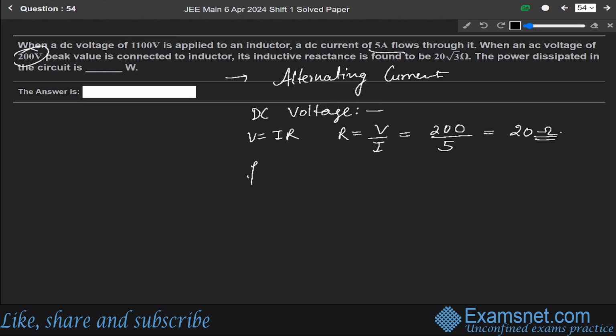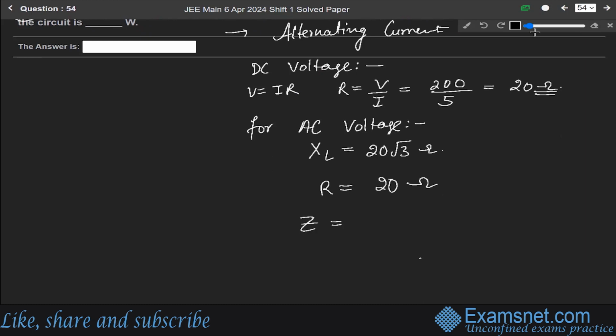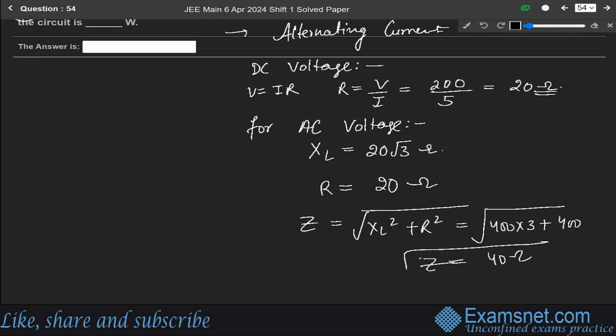Okay. And for AC voltage, this XL inductive reactance will be equal to 20 root 3 as given in the question. And R is 20 ohm. So Z will be equal to the under root of XL square plus R square. So XL is 20 root 3 square means 400 into 3, plus R square means 400. So solving it, we get 40 ohm. Z is 40 ohm.